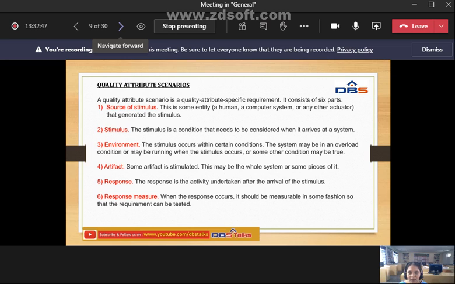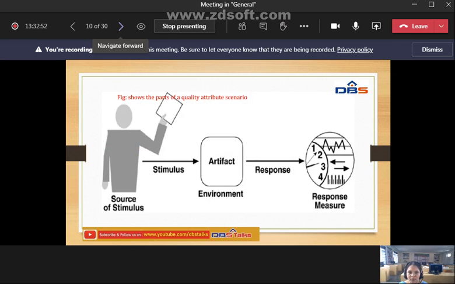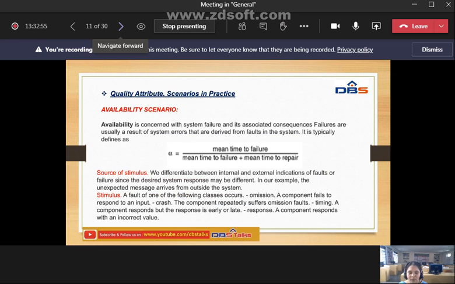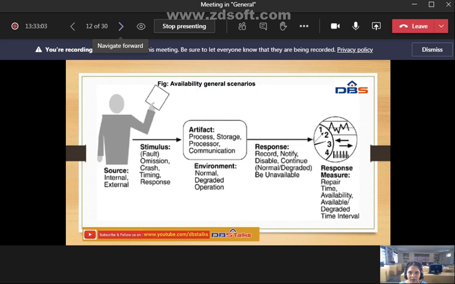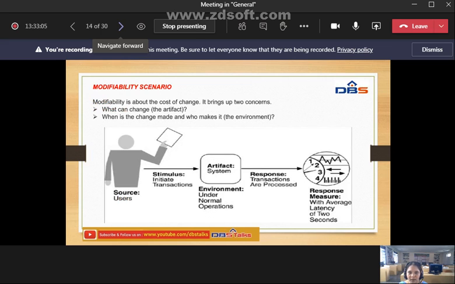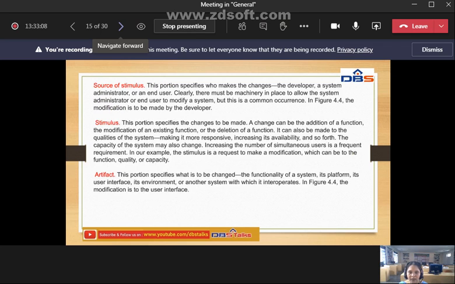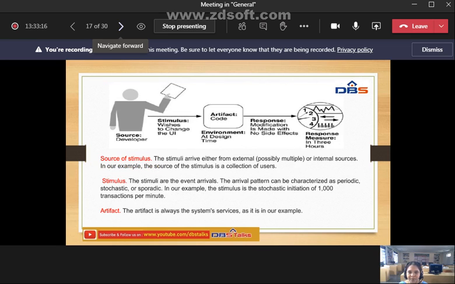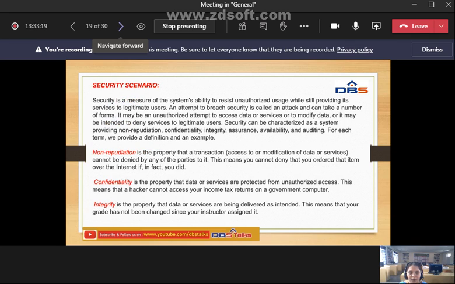It consists of 6 parts: source of stimulus, environment, artifacts, response and response measures. We also discussed quality attribute scenarios in practice. First we discussed availability scenarios, then modifiability scenarios and architecture, and also performance. Now we are going to discuss the security scenario in this class.